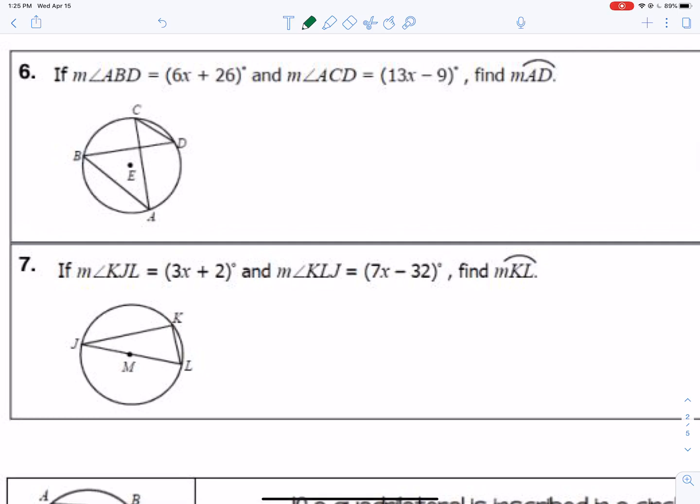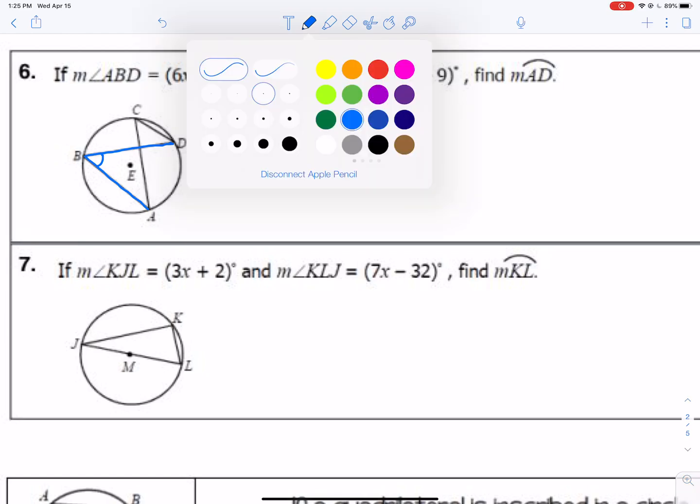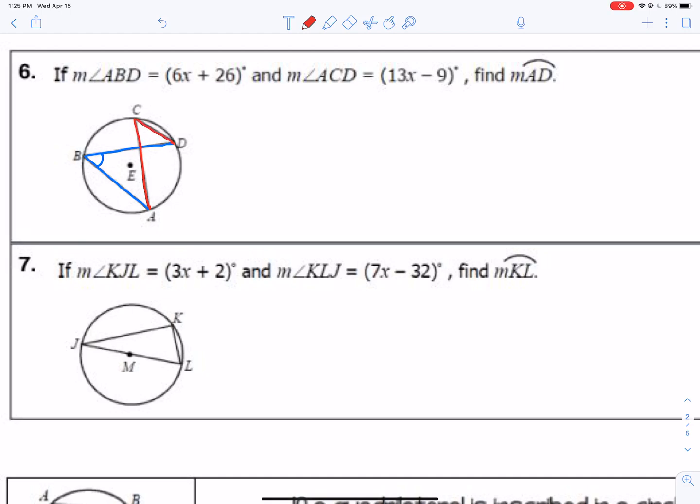Number 6 says the measure of angle ABD. Let me draw that. Angle ABD is 6x plus 26. And the measure of angle ACD, so ACD is 13x minus 9. And we want to find the measure of arc AD. So what we do know is that both of those angles, those inscribed angles, overlap and they intercept the same arc, AD. And so we know those two angles would be equal to each other, which is going to help us solve the problem.